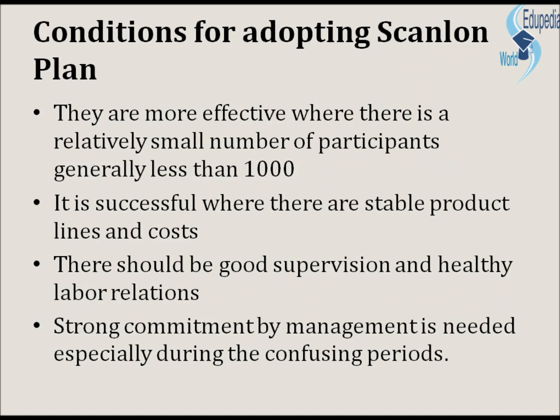Conditions for adopting the Scanlon plan. They are more effective where there is a relatively small number of participants, generally less than 1,000. It is successful where there are stable product lines and costs. There should be good supervision and healthy labor relations. Strong commitment by management is needed, specifically during the confusing periods.